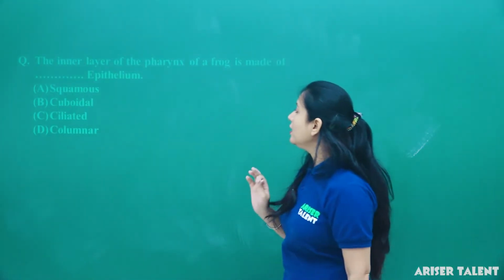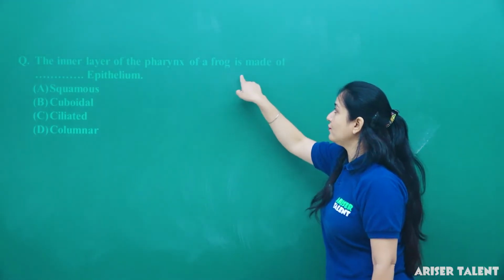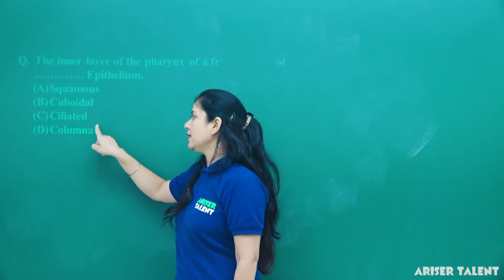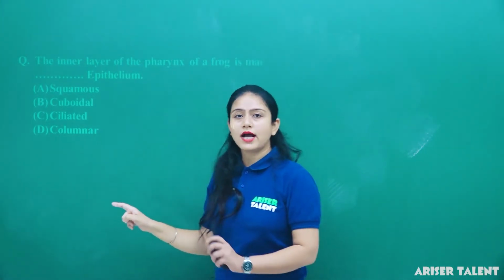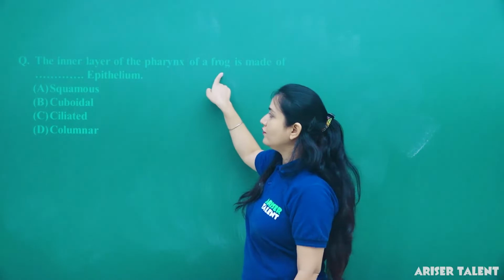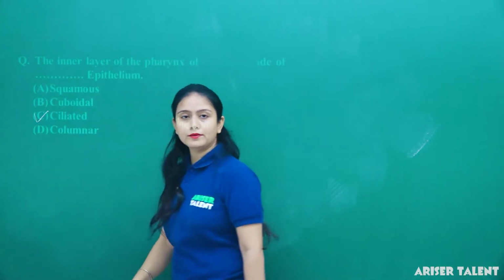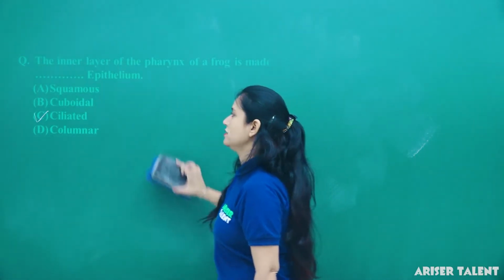Next is: the inner layer of the pharynx of the frog is made up of which epithelium: squamous, cuboidal, ciliated or columnar. We all know that the pharynx of a frog contains ciliated epithelium. Okay, cilia are present.